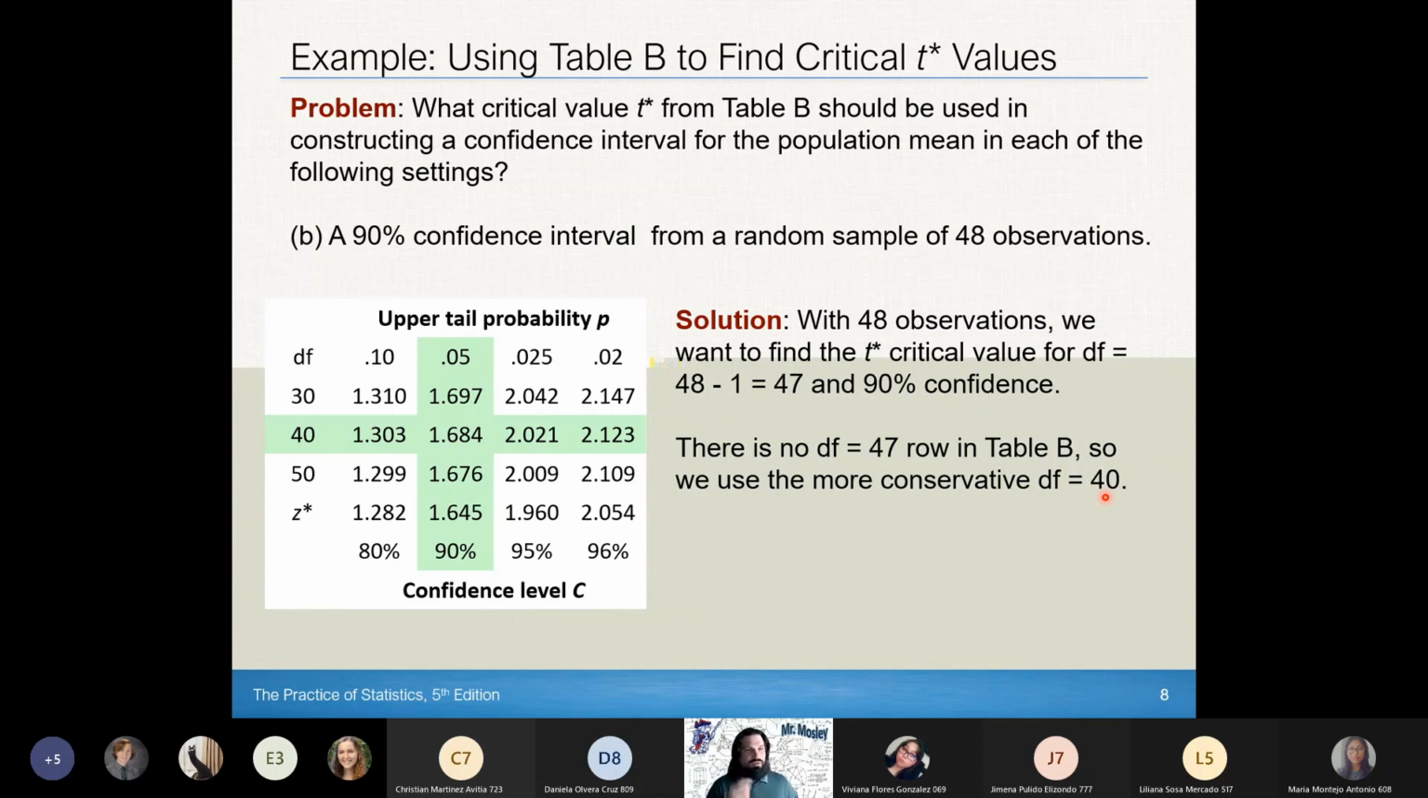That's just the rule. We play by Price is Right rules. You want to be as close to the degree of freedom as possible, but you're not allowed to go over. So the largest value that's not greater than 47 is 40, so we use that. And so then we get a corresponding critical value of T star equaling 1.684. And we'll use that as our critical value in our calculation.